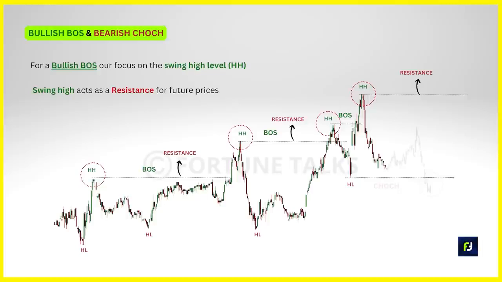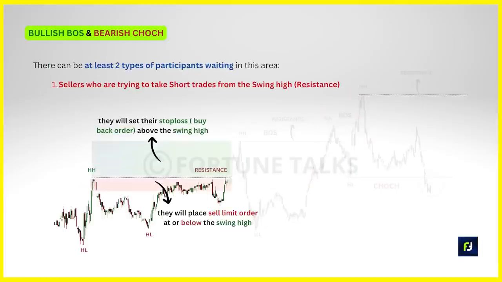The swing high is considered a strong resistance level or a supply zone. There can be at least two types of participants waiting in this area. The former would be sellers, who are obviously trying to take short trades from the swing high or the so-called potential resistance level. And where will they put their stop losses? Quite obviously, they will set their stop losses, which is actually a buyback order, above the swing high.